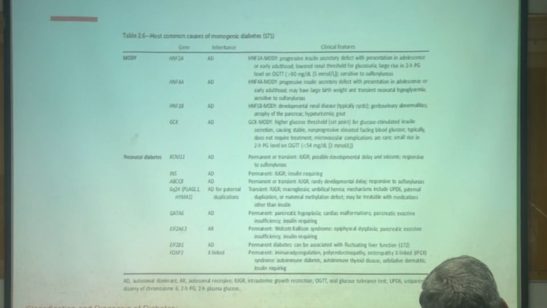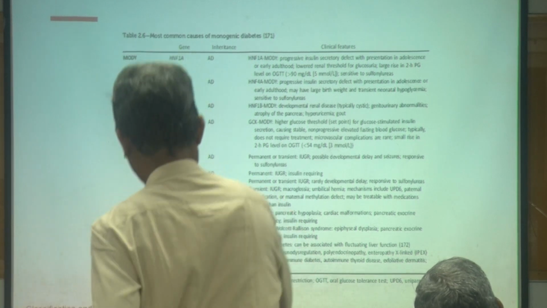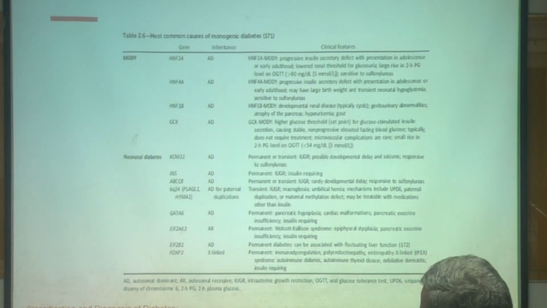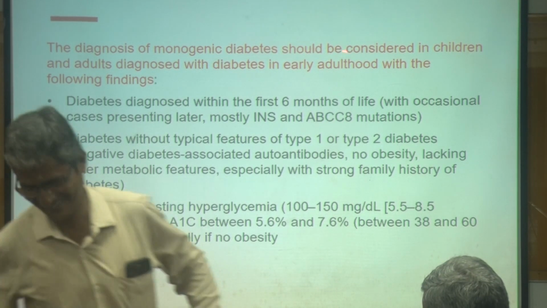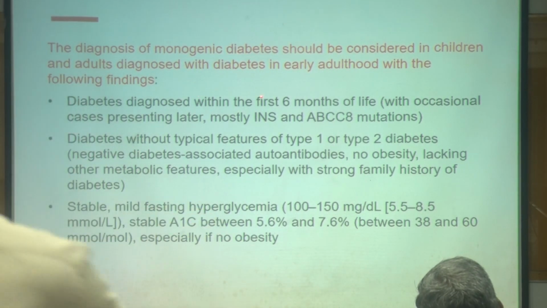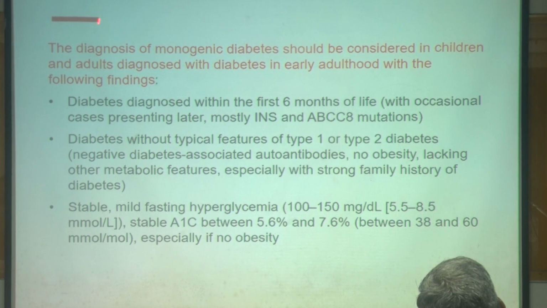That's the important message from this. Most of these MODY cases respond to sulfonylurea, so don't go for insulin in these cases. Try with sulfonylurea. The diagnosis of monogenic diabetes should be considered in children and adults diagnosed with diabetes in early adulthood with the following findings.